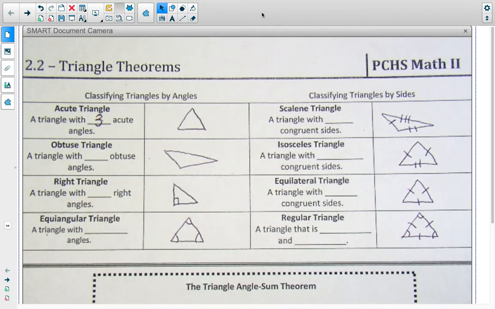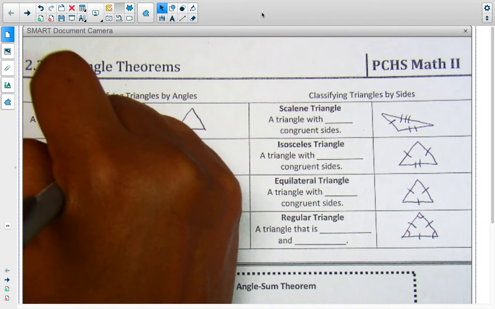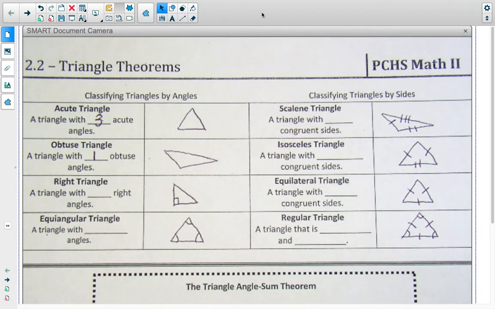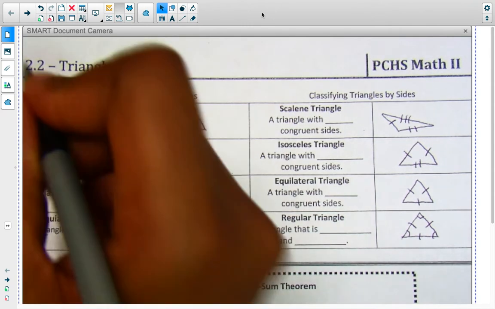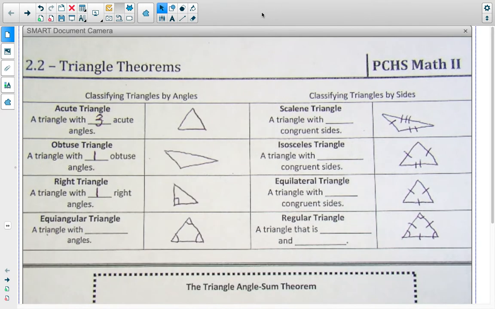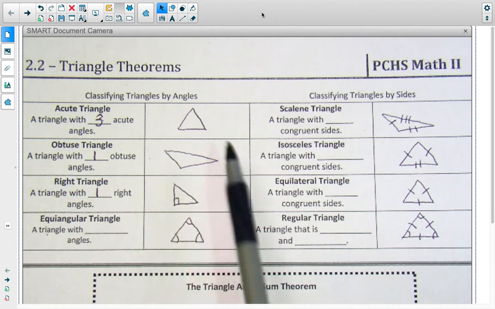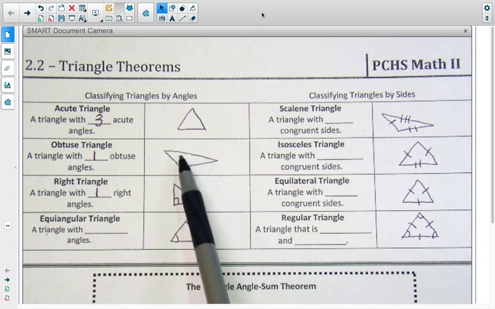An obtuse triangle is a triangle with 1 obtuse angle. So it has 1 angle that is greater than 90 degrees. This is the angle that I'm referencing here. It is greater than 90 degrees. A right triangle is a triangle with 1 right angle, and a right angle is 90 degrees. So this little mark here means that I have a right triangle that is 90 degrees, and there's only one of them in this triangle that it could be, and there's only one obtuse angle in the obtuse triangle that it could be.